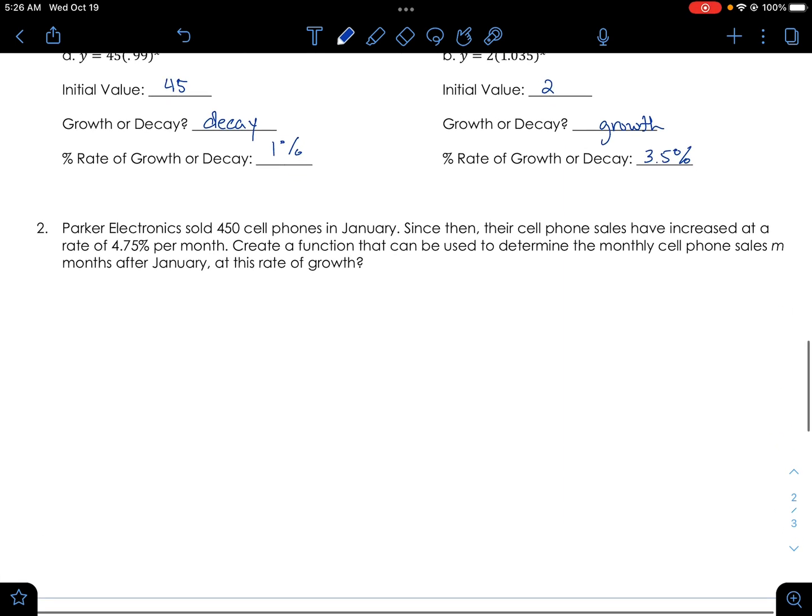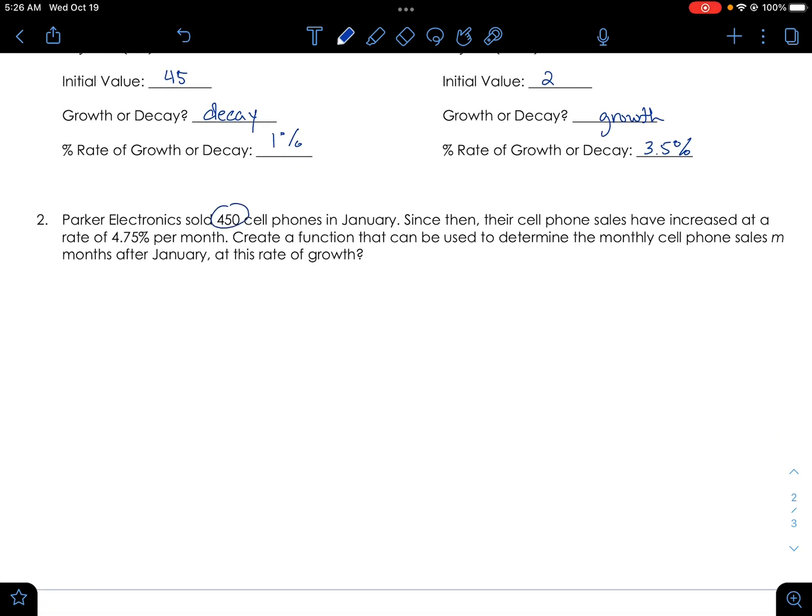And if we're looking at this problem, it says that they sold 450 cell phones. There is their initial amount. Sales have increased at a rate of 4.75%. Create a function that represents this situation where m is the number of months. So we'd have y equals 450 as our initial amount times 1.0475 raised to the m power.